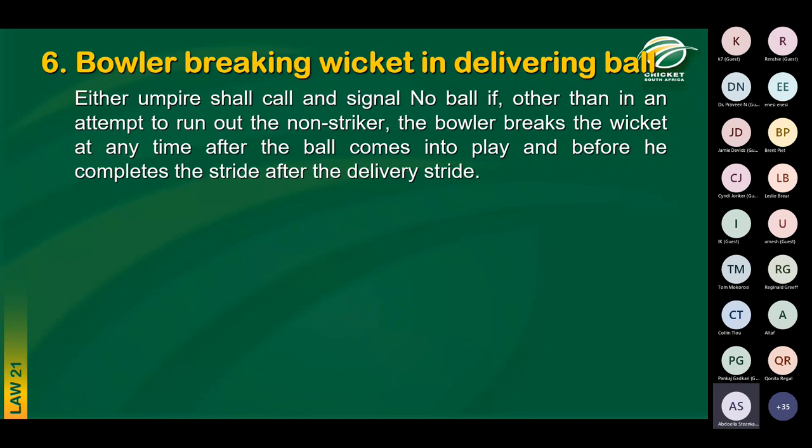So if you can visualize the moment the bowler takes his or her first step, that is when the ball becomes alive. So now the bowler is running in to deliver the ball. The law tells us if the bowler breaks the wicket in any way, with any part of the bowler's body, whether it's the hand, the knee, the foot, the thigh, any part of the body, and if the bowler breaks the wicket, either umpire is to call and signal no ball.